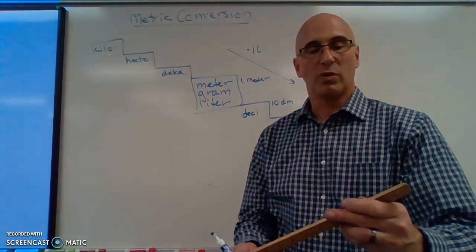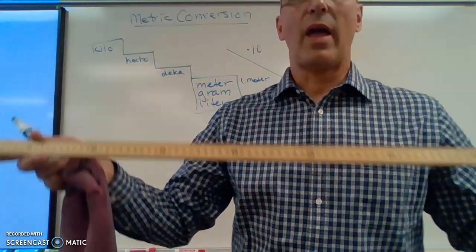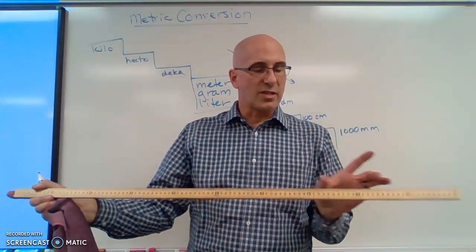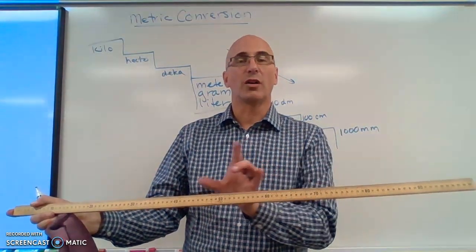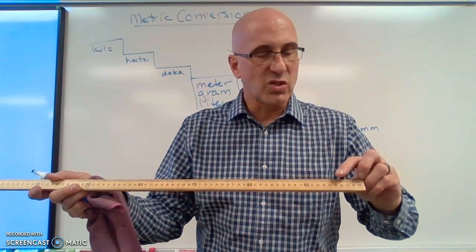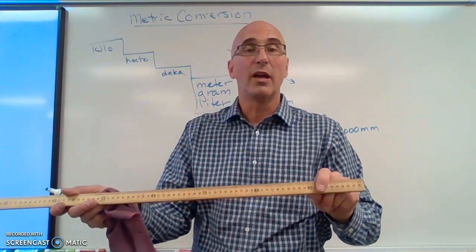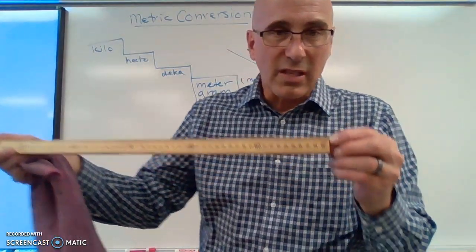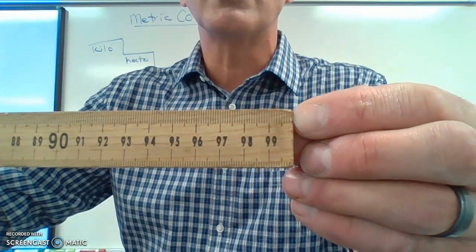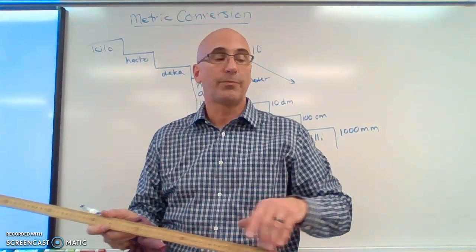So, looking at our meter stick, we have 1 meter. There are 10 chunks, which are decimeters. There are also 100 smaller chunks. Those are centimeters, so there's 100 of them on here. Then we have millimeters. Each of these tiny little marks that you see there, each one of those is a millimeter. There are 1,000 of them here.